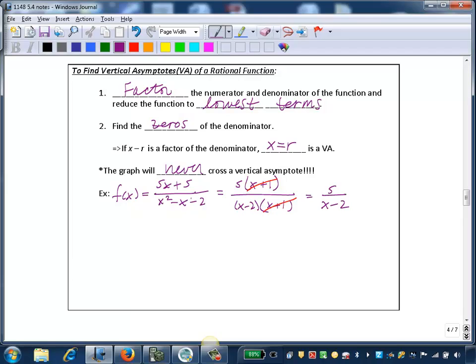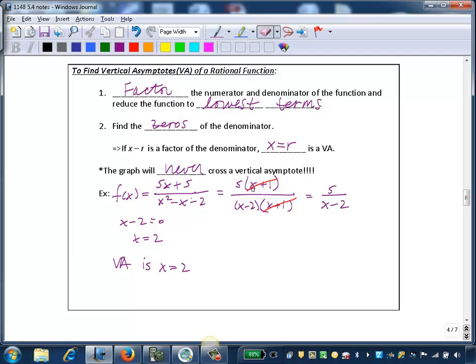Once it's reduced, now we can say that any zeros of our denominator will be the location of vertical asymptotes. The zero of this denominator would be 2, because if I set x minus 2 to 0, I'd get an x value of 2, and that would cause this function to be undefined, which on the graph causes a vertical asymptote. So our vertical asymptote, our VA, is x equals 2.